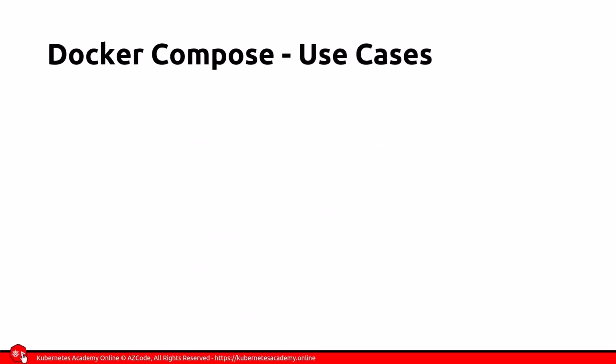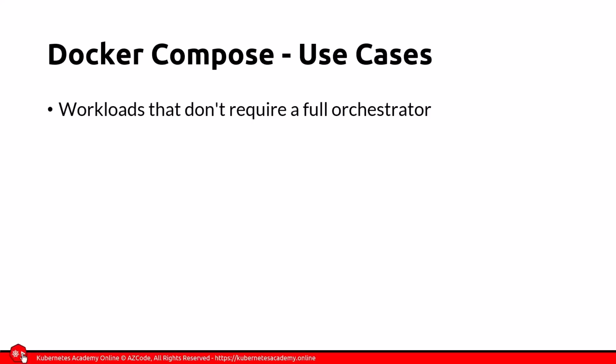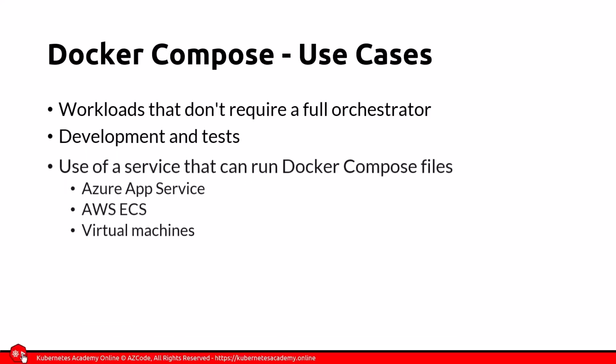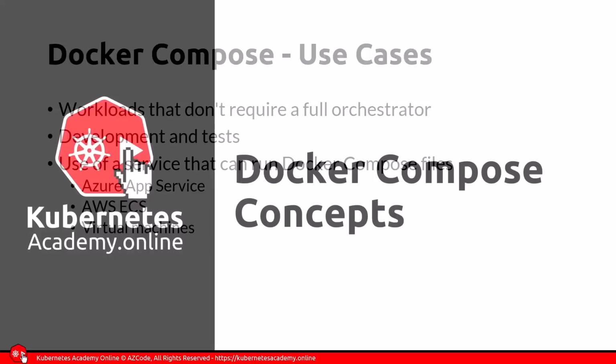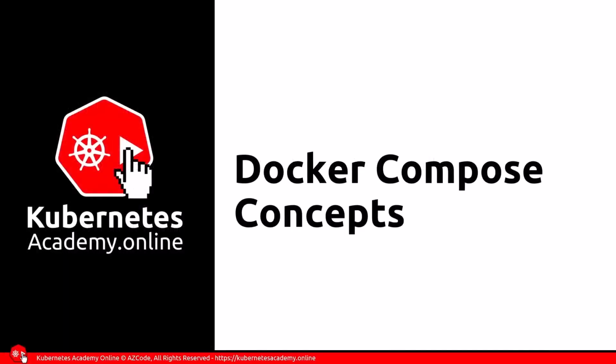You may ask yourself, should I use Docker Compose or not? Docker Compose is perfect for small workloads that don't require a full orchestrator like Kubernetes. It's perfect when developing and testing locally before deploying to Kubernetes. Some cloud providers offer services that support Docker Compose, like App Service on Azure and ECS on AWS. And of course, you can simply use a virtual machine or a VPS, virtual private server, with DigitalOcean or Linux. And this concludes this lecture on the Docker Compose concepts.